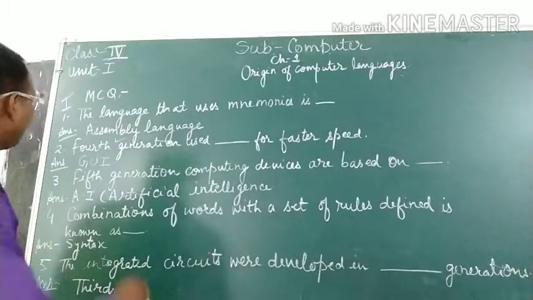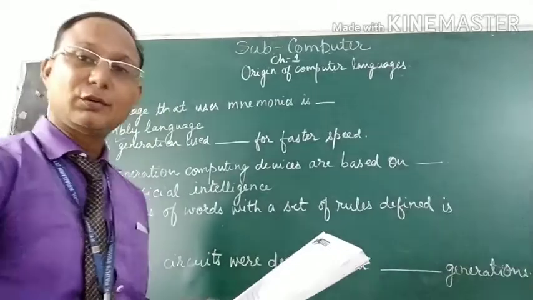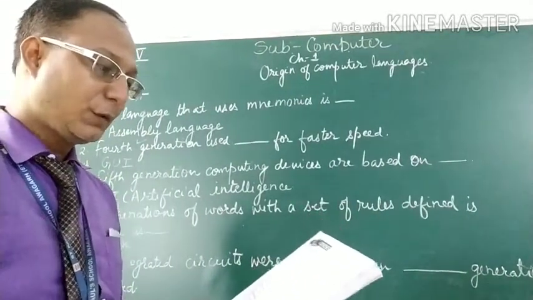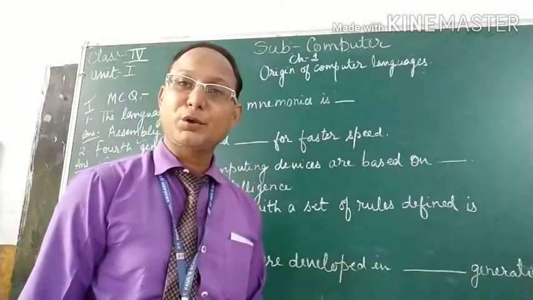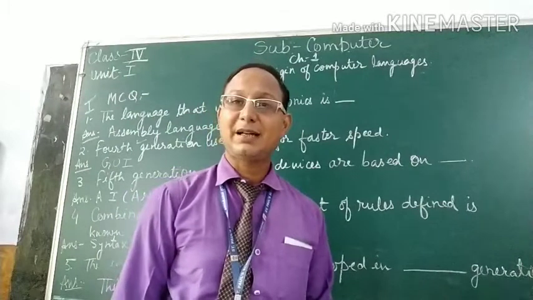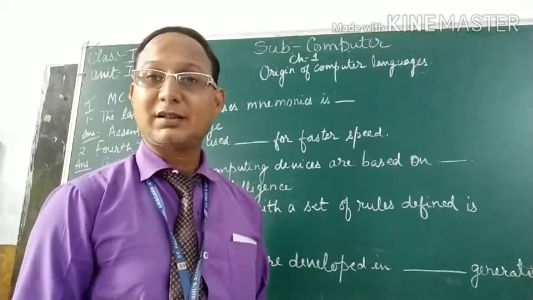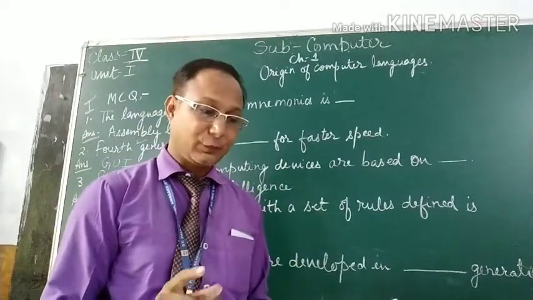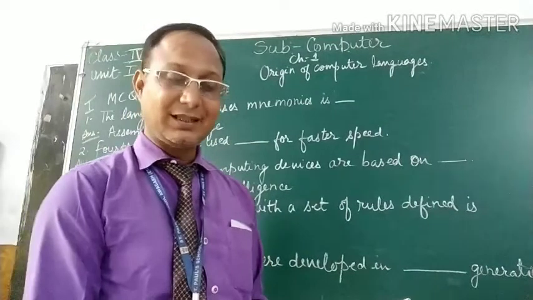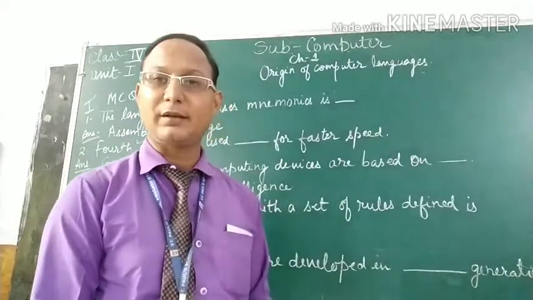Okay, now the second one is: the fourth generation used for faster speed. Vacuum tubes, you know, were used in the first generation. ICs, that is integrated circuits, were used in the third generation. For the fourth generation, your option will be the second, that is GUI, graphical user interface.